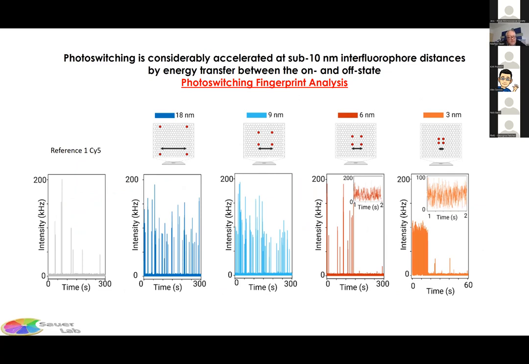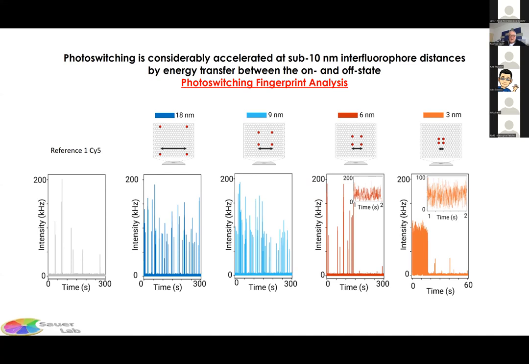It shows this typical blinking of Psi5, and then the 18 nanometers, more blinking because we have 4 fluorophores, 9 nanometers. And then for the 6 and 3 nanometers, you end up with what we see here in this expanded view of the first seconds. There is a lot of blinking going on in the first few seconds. Super fast blinking. And we then hypothesized that by investigating this photo switching, what we call fingerprints, we can reveal information about the underlying interfluorophore distances.